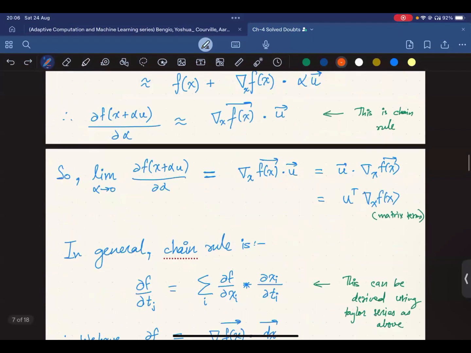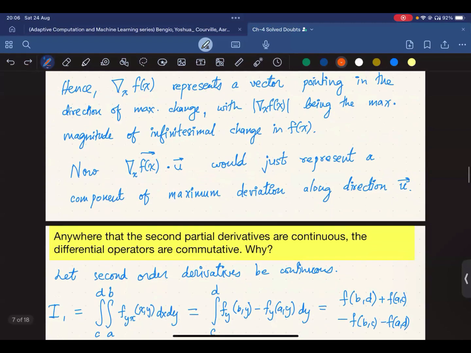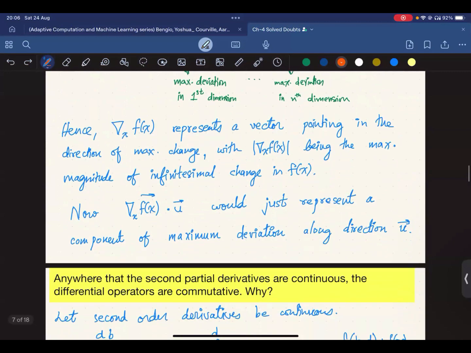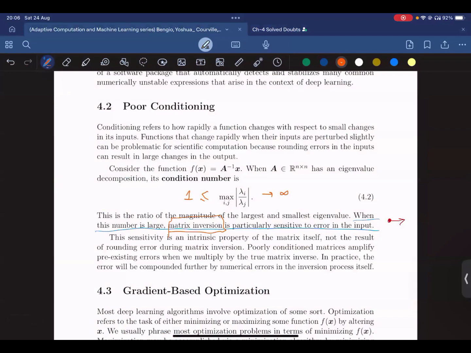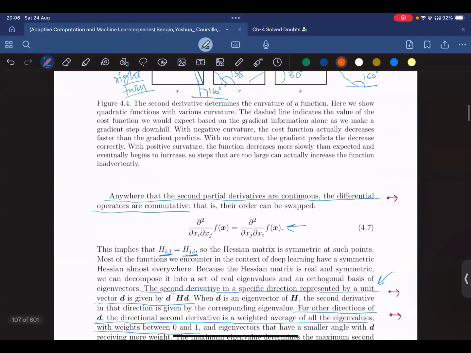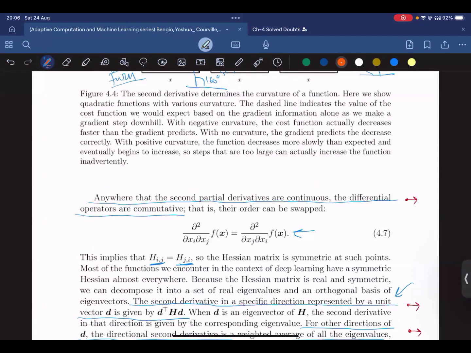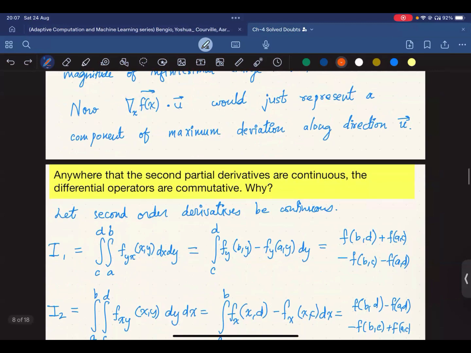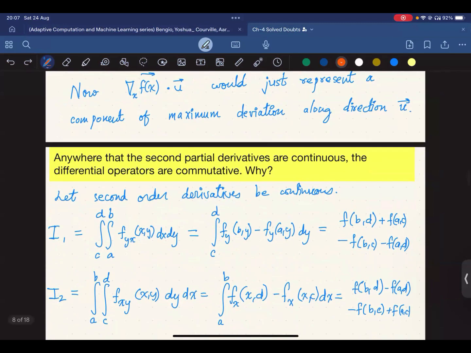So we had one board out in the previous session in this chapter. It is mentioned that anywhere the second partial derivatives are continuous, the differential operators are commutative. That is, this is equal to this. Now I went to the proof online. So I've figured out the easiest proof that is available. It's a bit mathematical. So whenever the partial derivatives are continuous, they commute. So fxy will equal fyx in that case.